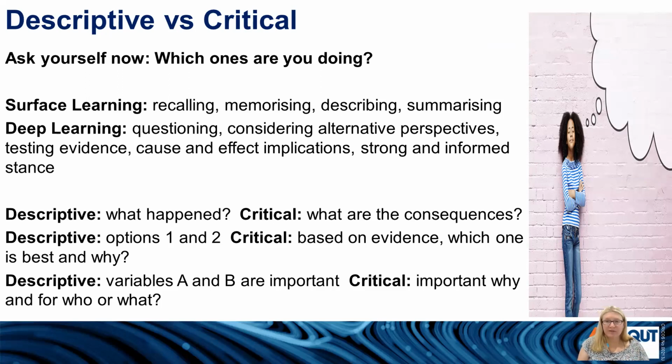Descriptive is saying, oh, someone did this study. The critical comes in when you say, well, what are the consequences? Well, there were these conclusions, that means something. Descriptive is saying, okay, we can do one thing or the other thing. The critical comes in where you say, well, there's two options. We should go with this option because of these reasons. So it's always extending past the description is what you're after.